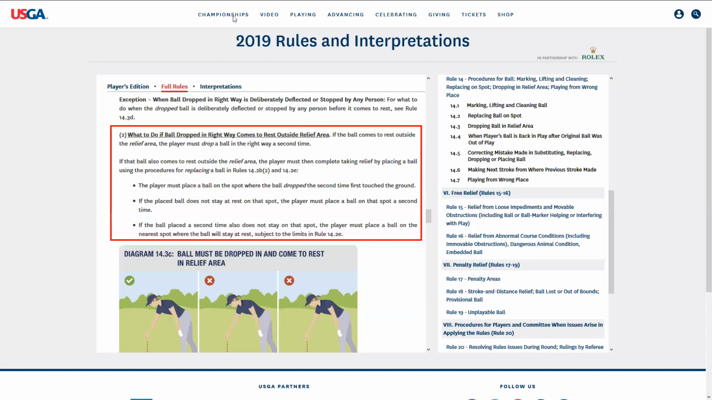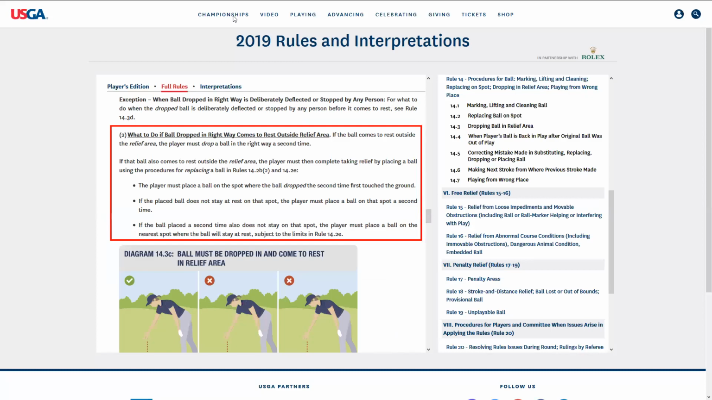If the ball also comes to rest outside the relief area, the player must then take relief by placing the ball using the procedure for replacing the ball. So you place by replacing. The player must place the ball in the spot where the ball dropped the second time first touched the ground. If the placed ball does not stay at rest, the player must place the ball on that spot a second time. And if it still fails to come to rest, you are then going to put it in the spot where it will stay at rest, and you have to stay in the same area of the course.